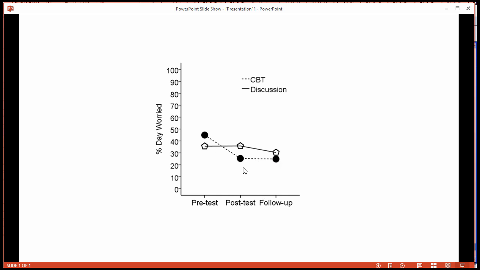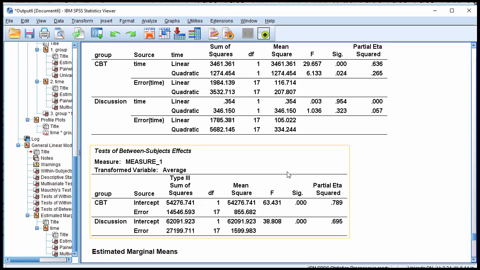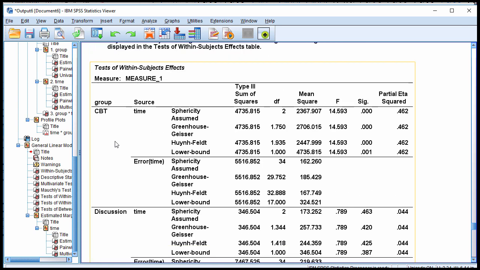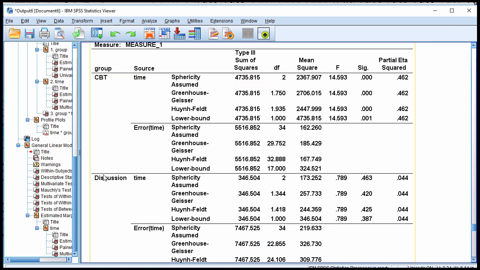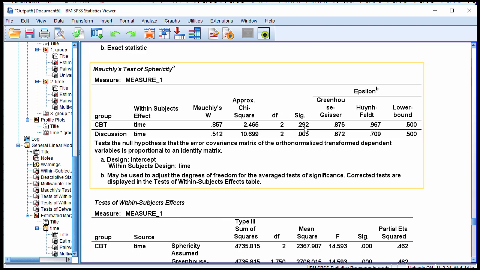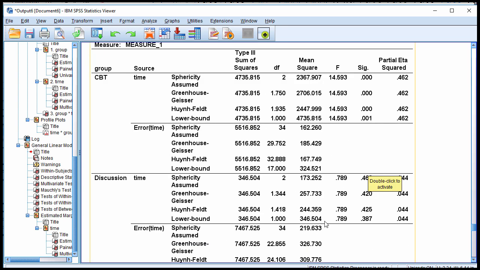Now, the challenge with interpreting the omnibus main effect associated with the within subjects factor is that when I've isolated the one-way within subjects ANOVA just for discussion group, it was not statistically significant. So here's discussion, tests of within subjects effects, just for the discussion group, time, and it was not statistically significant. Whether you look at the sphericity assumed or the Huynh-Feldt adjusted, it's not statistically significant. I didn't actually look at sphericity. It was okay for CBT, but for discussion it was violated, so I would have to look at Huynh-Feldt. Either way, it's not statistically significant.